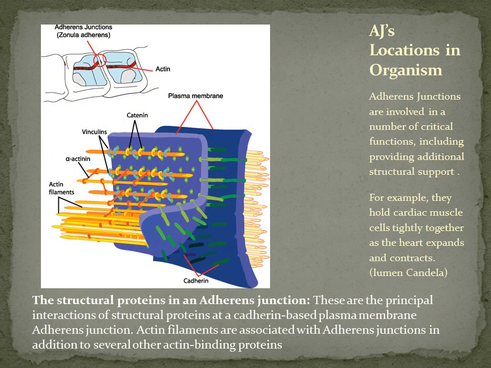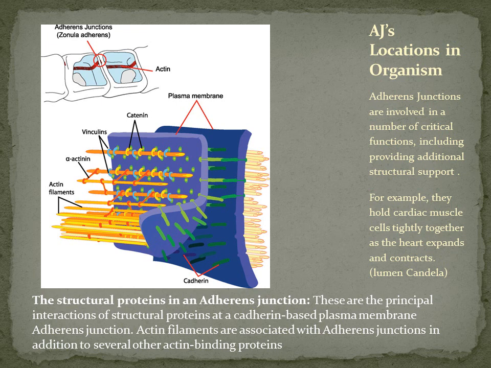So here's a picture of what an active junction, or zonula adherens, looks like. As you can see, the catenin protein, or the alpha-catenin, helps bind two plasma membranes together to keep the cellular structure strong.